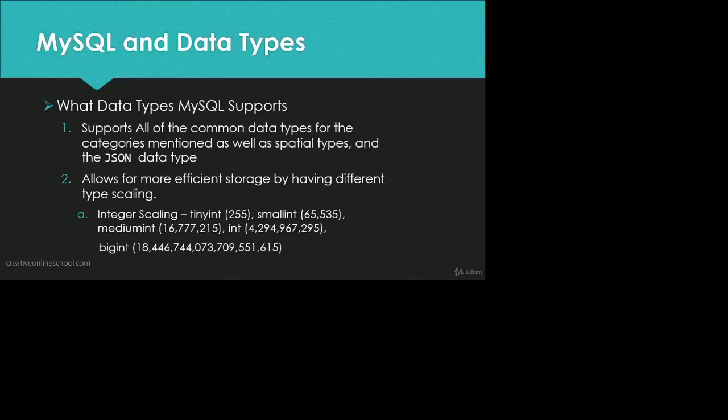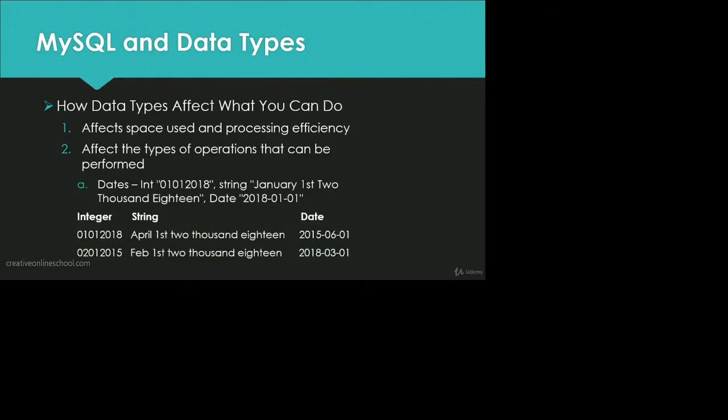Now let's talk about how choosing a data type affects what you can do with the data. We have already mentioned several ways that the data type can affect the space used as well as your processing efficiency, but let's talk about something more tangible. That is, how the type affects what you can do with the data.